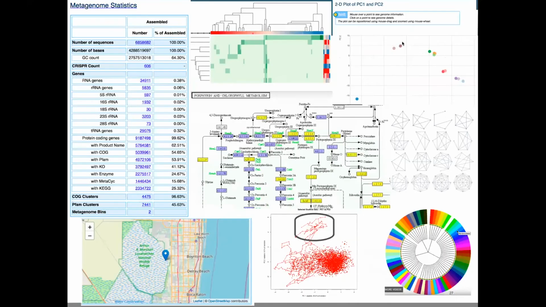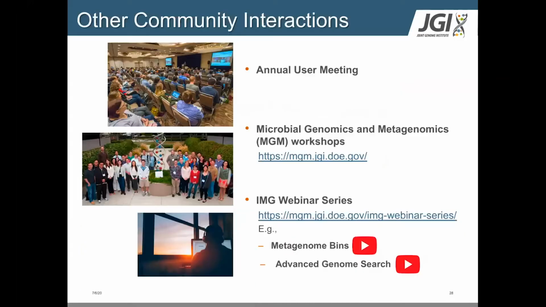It's 4:23. Okay, thank you. I'll wrap up. So all the data can get submitted to the IMG annotation pipeline, and on the UI side, you have access to various tools that allow you to explore your data and do some comparative analysis.